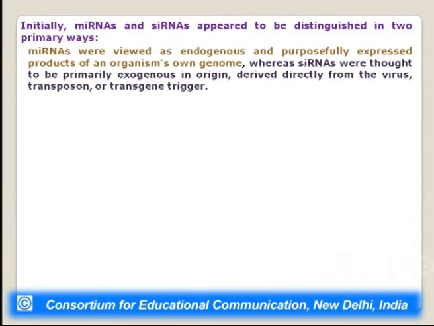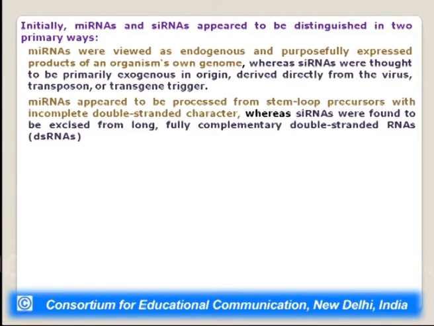So, the RNA which is produced from the organism's own genome was processed to give rise to microRNAs. However, the RNA which was originating from anything outside the cell, derived directly from the virus or transposon or transgene, was termed as the siRNA or small interfering RNA.